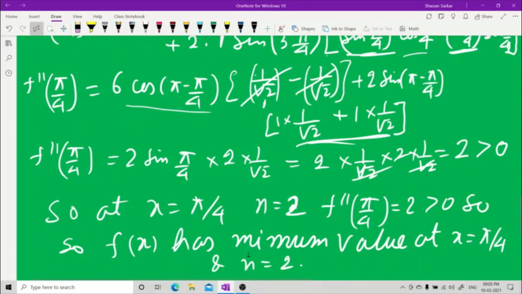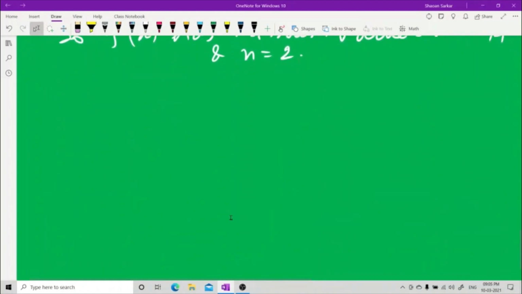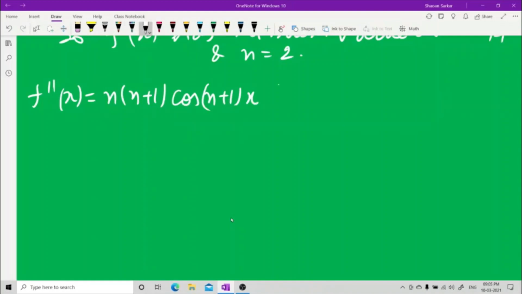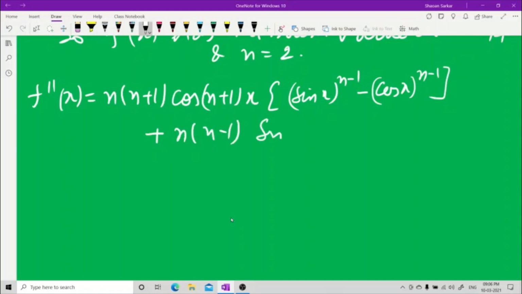Now let us write down the whole expression again of f double dash x. That is nothing but n into n plus 1 sine, sorry, not sine, it's cos, n plus 1 x, cos n plus 1 x, sine x power n minus 1 minus cos x power n minus 1, plus n into n minus 1 sine n plus 1 x, bracket, you have sine x to the power of n minus 2 cos x, then you have cos x to the power of n minus 2 sine x.